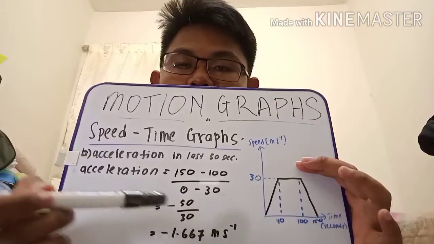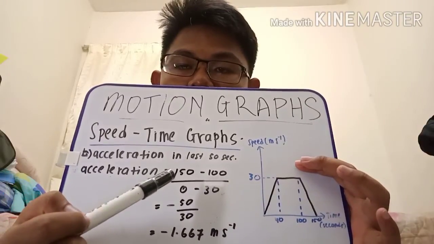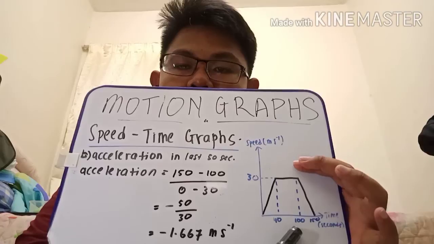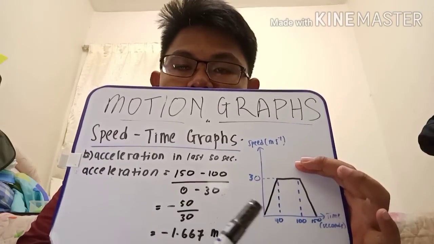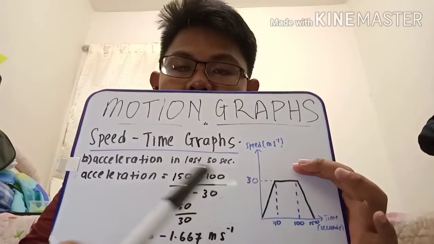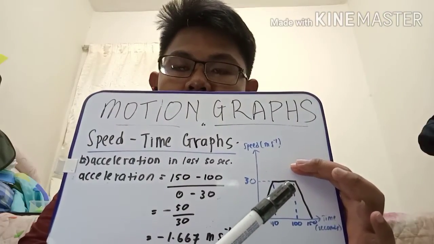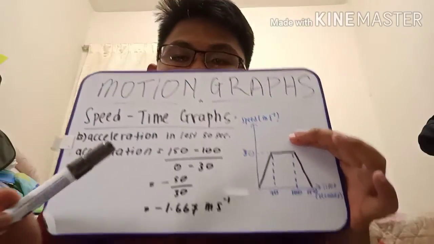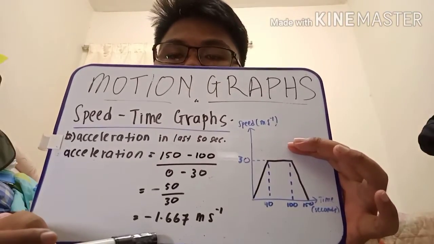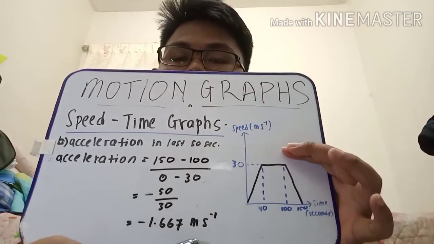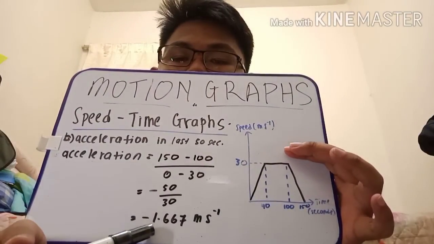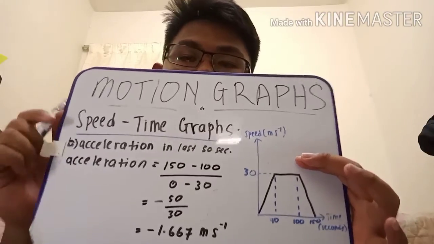The formula is the same as for acceleration. We take the change in time, which is 150 minus 100, and the change in speed. The last speed is 0, which means it stopped, and the initial speed is 30 meters per second. So we get negative 30 over 50, and we find negative 0.6 meters per second squared. It means the object decelerates at 0.6 meters per second squared.